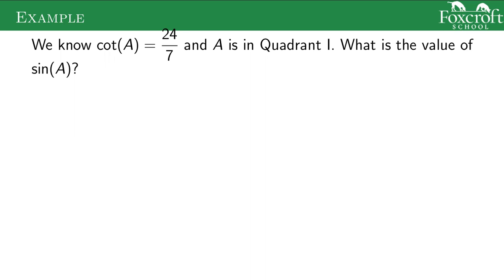So in the example, we know that cotangent of an angle is 24/7, and the angle is in quadrant 1. What is the value of sine? Right away, when you see quadrant 1, you want to automatically connect this to the unit circle. But actually, the most important thing for this learning objective is to connect it to SOHCAHTOA. With SOHCAHTOA, we always have to have a right triangle, and we need to know what angle A is. So let's just call the bottom left angle A.